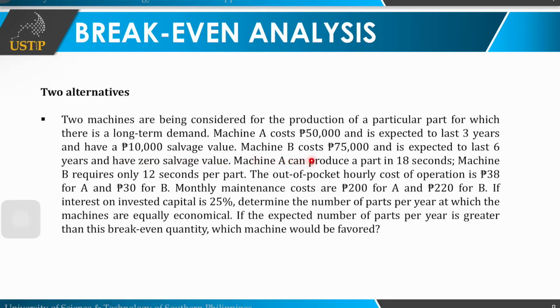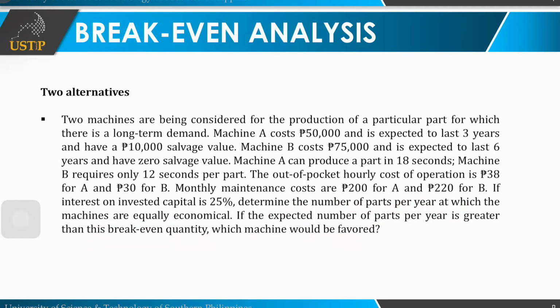Machine A can produce a part in 18 seconds. Machine B requires only 12 seconds per part. The out-of-pocket hourly cost of operation is 38 pesos for A and 30 pesos for B. Monthly maintenance costs are 200 pesos for A and 220 pesos for B. If interest on invested capital is 25%, determine the number of parts per year at which the machines are equally economical. If the expected number of parts per year is greater than this break-even quantity, which machine would be favored?